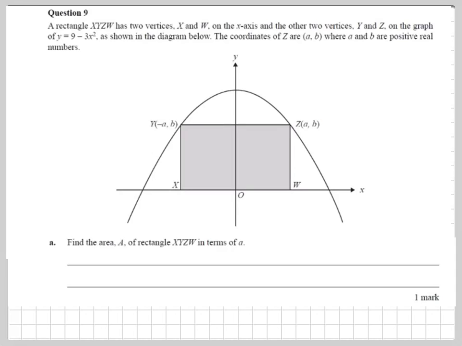Yeah, goody, goody. We have to find the area of the rectangle in terms of A. Oh, that's pretty easy. The area of the rectangle is the height times the width. Well, it looks to me like the width is 2A, doesn't it? Because it's going either side of the y-axis, and the B thing is 9 minus 3A squared, isn't it? So I think it's already ours.